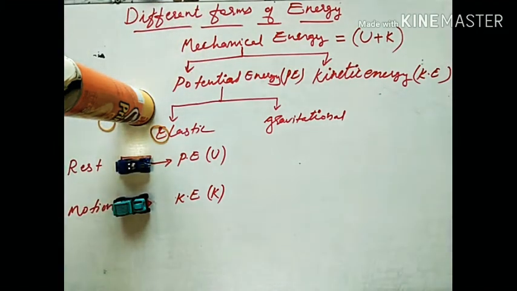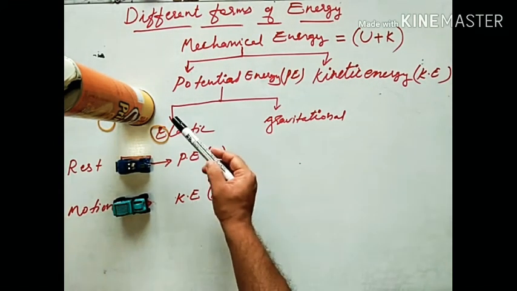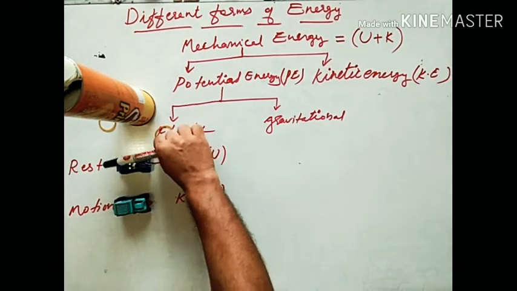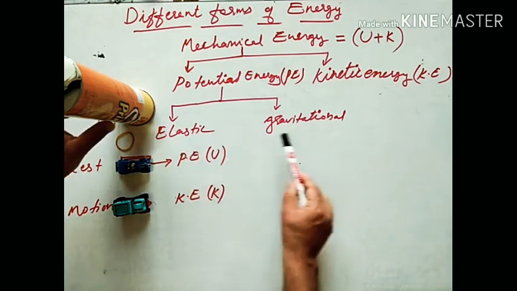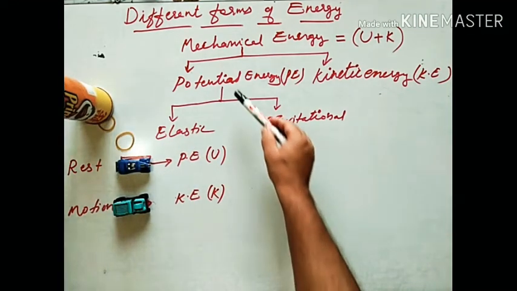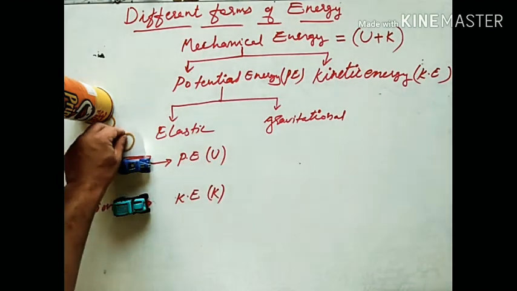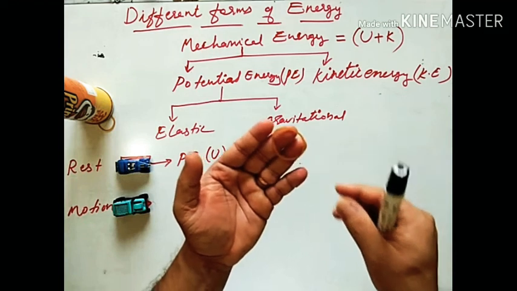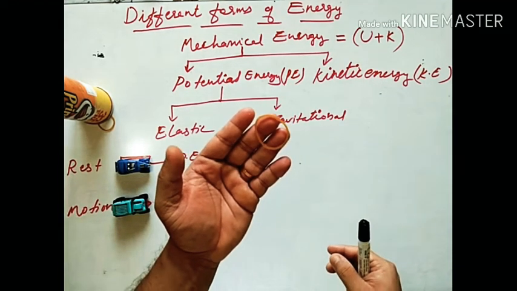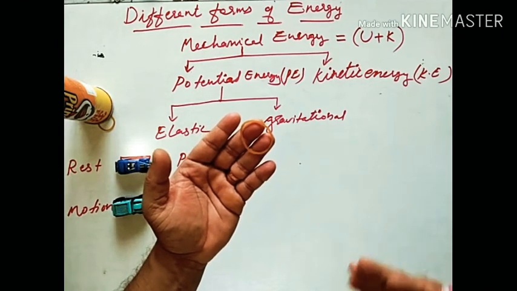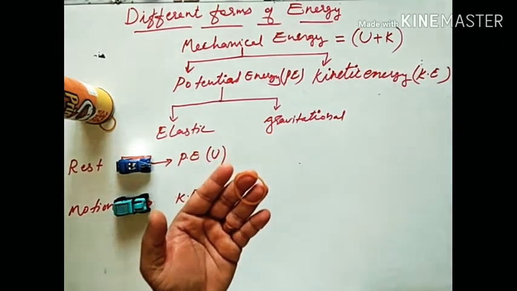In mechanics, potential energy is of two types: elastic potential energy and gravitational potential energy. Let's check it out. What is elastic potential energy? You can see a rubber band here. The energy possessed by a body when it is in the deformed state due to a change in its size and shape, we call elastic potential energy.